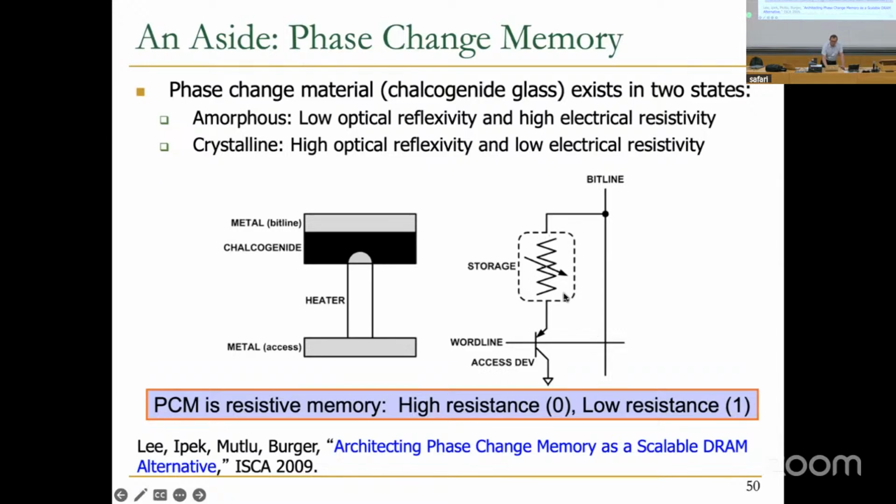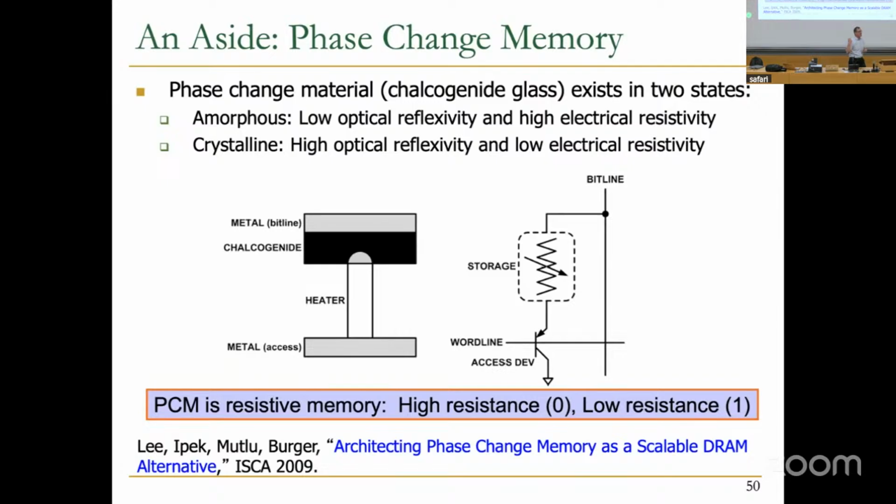You can represent it something like this. So it looks like this, basically. This is the glass over here. In one state, this has low optical reflexivity and high electrical resistivity. In the other state, it has high optical reflexivity and low electrical resistivity. Meaning, you can read this optically, depending on the state. You can shine light on it, and if the light reflects back, you can figure out whether you have stored a 1 or 0.